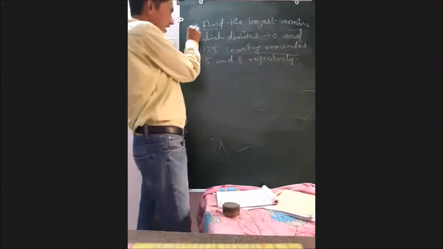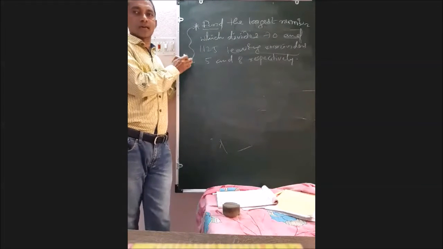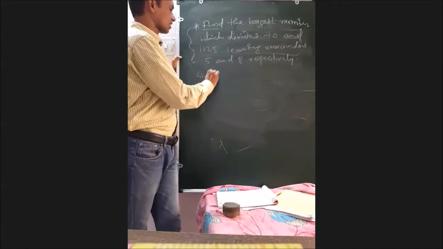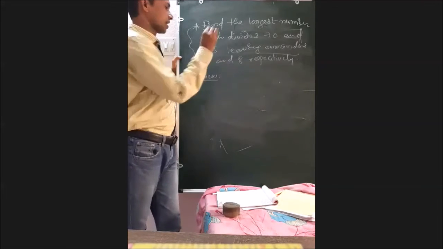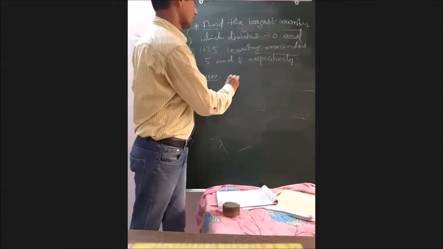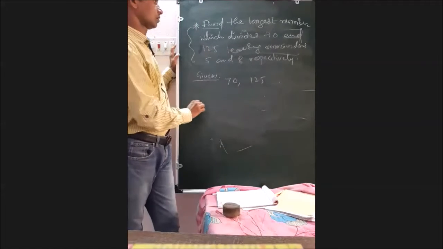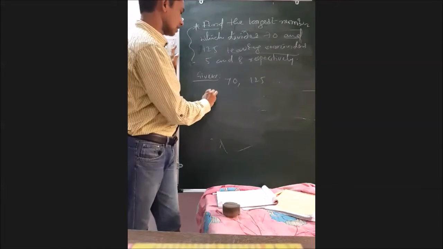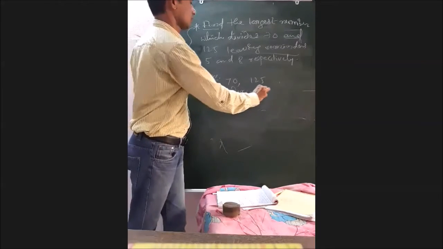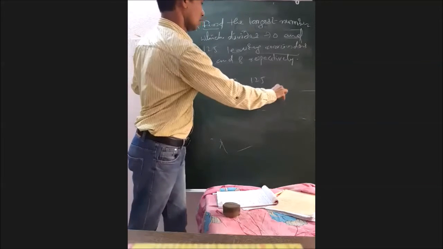So this is the same question we discussed earlier. What is the question here? What are the numbers given? First of all, whatever it may be, please write the heading given in the examination. What are the numbers? 70 and 125. The remainders of the numbers are 5 and 8.